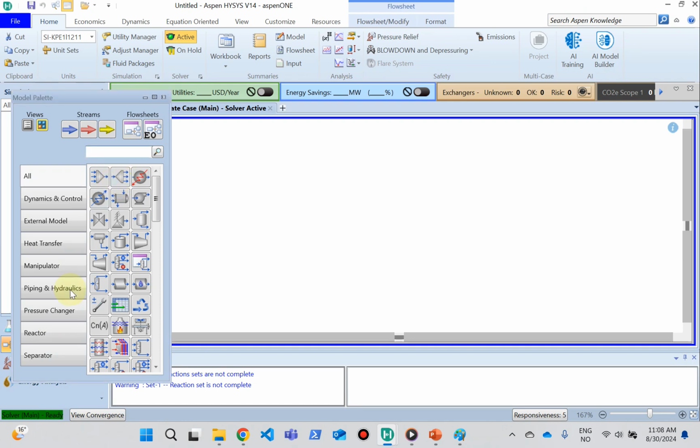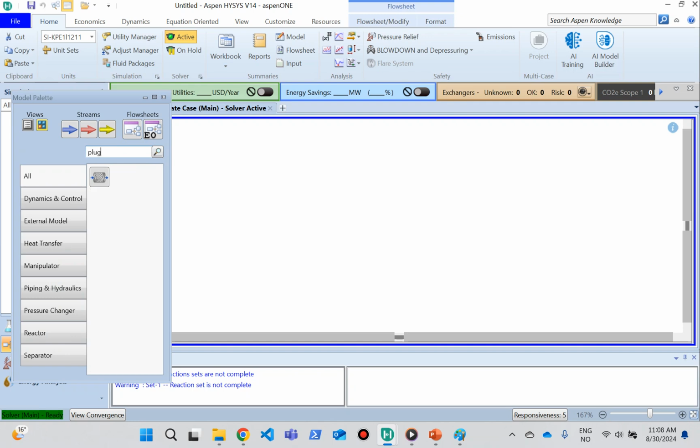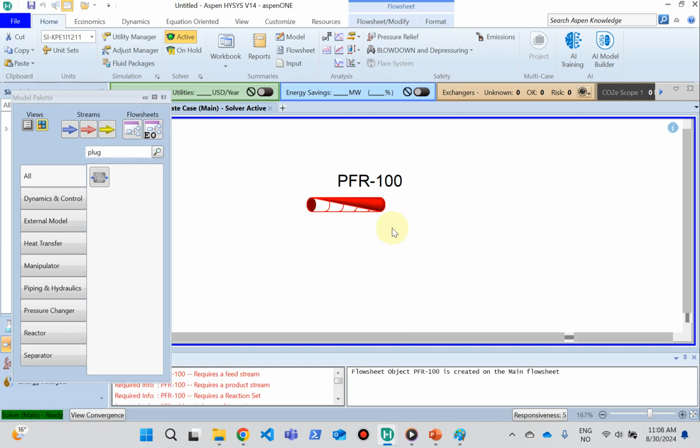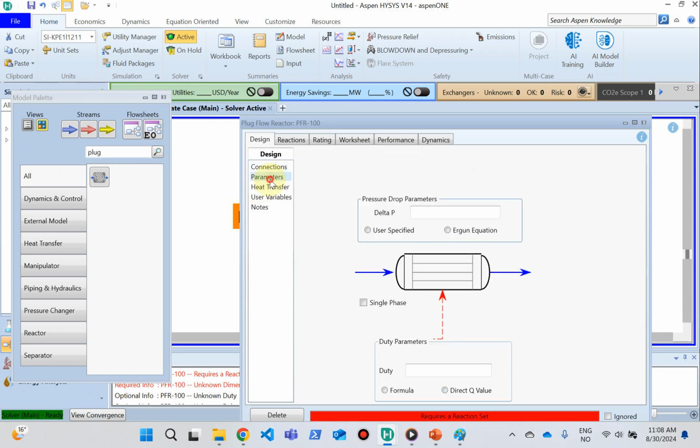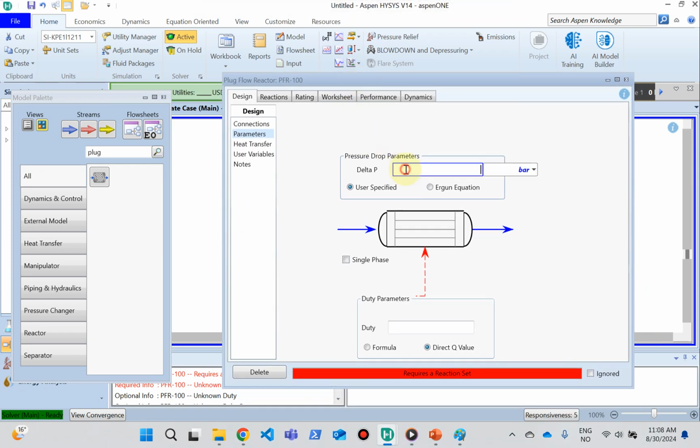In the simulation, either you go to reactor or you simply search for plug reactor, and then you can see it here, plug flow reactor. You drag and drop it and then double click on that. The inlet, you can call it feed. The outlet, you can call it product. And then for the energy, you can call it Q, okay? And then if you go to parameters, there is not going to be any pressure drop across the plug flow reactor. It's just a pure assumption. It's an adiabatic situation. There is no Q transfer to the system or out of the system. Therefore, the duty is also equal to zero.